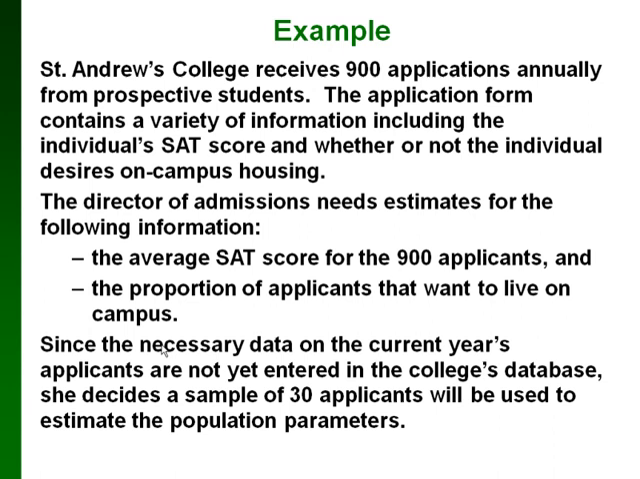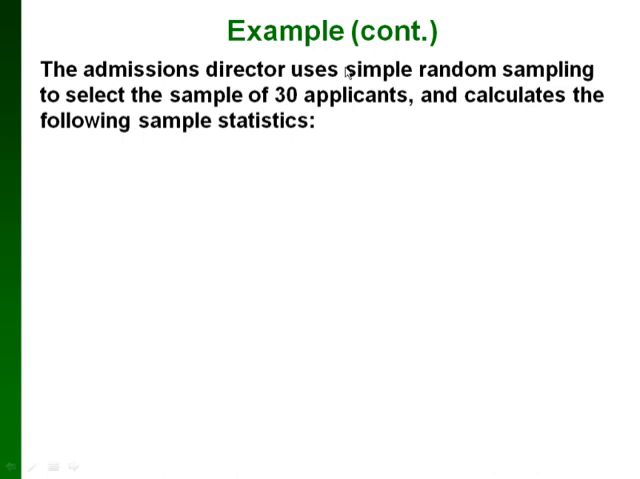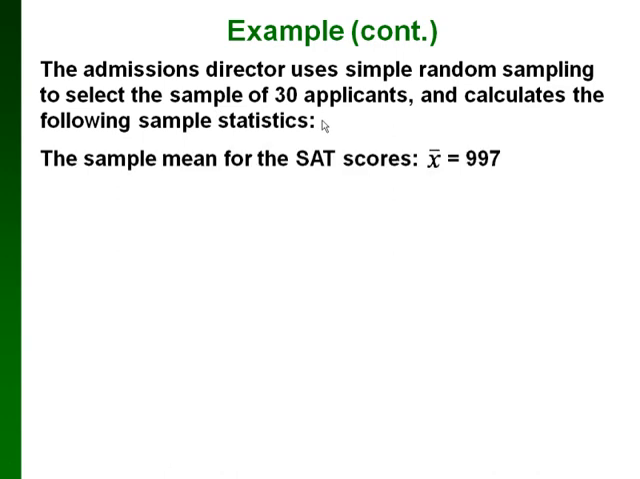However, the data from the applications has not yet been entered in the college's database. So the admissions director decides to look at a sample of 30 applicants and use that to estimate these population parameters. In order to do this, she has to use simple random sampling. She collects a simple random sample of 30 applicants and uses it to calculate the following statistic.